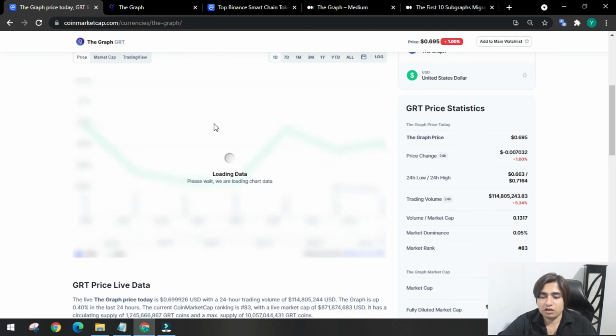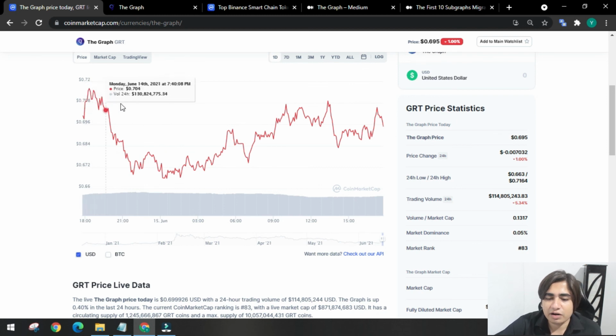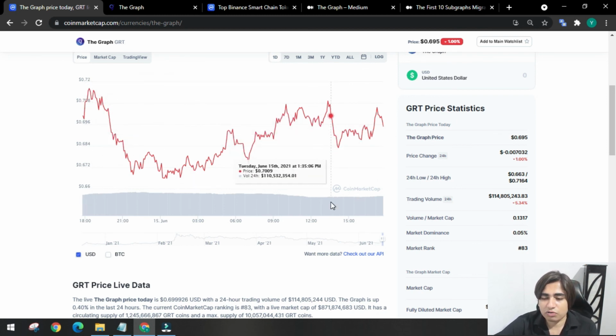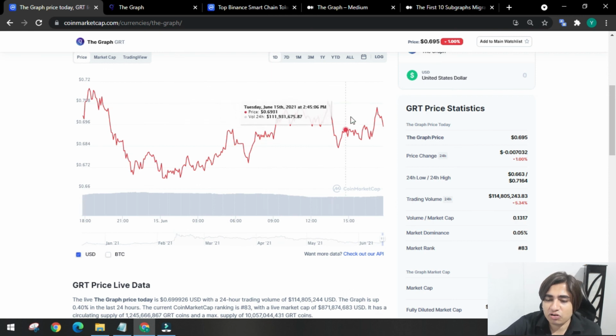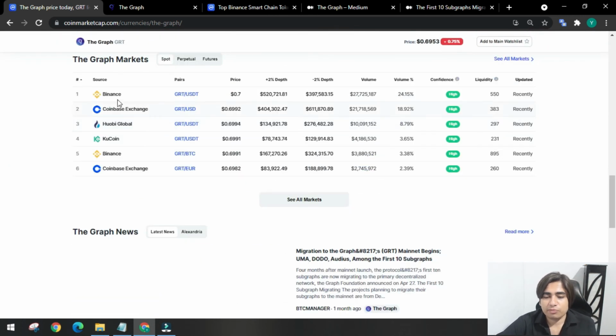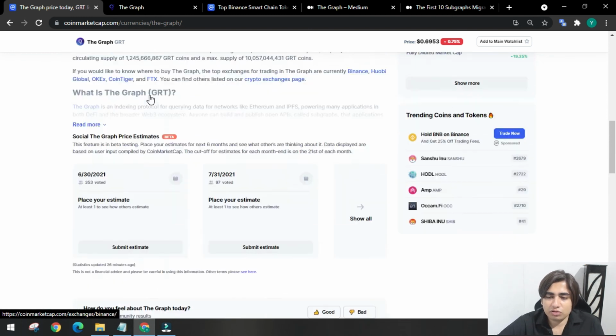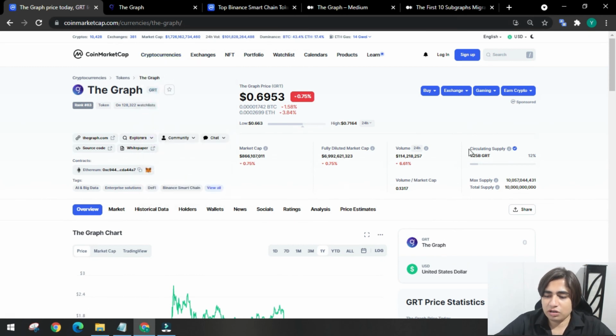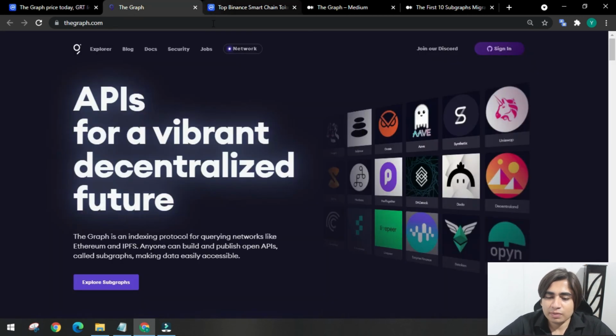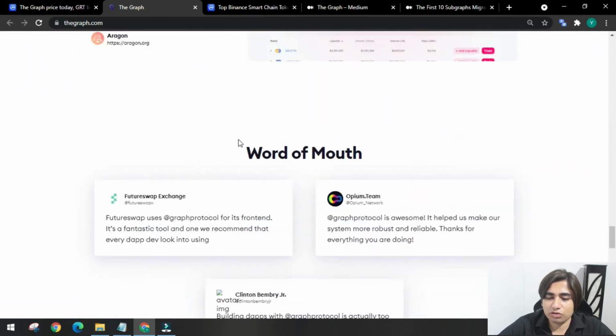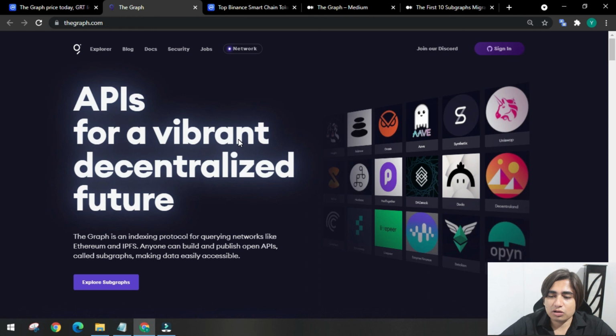Let's have a look at the 1 day chart here. As you can see, it's in red and a lot of up and down, more like a roller coaster, but it's somehow maintaining its position at 0.6, which is a good thing. It's been listed on Coinbase and Binance, which are great exchanges in the crypto space. It was listed on Coinbase in December, which is a good thing. You can see that the circulating supply is 1.25 billion GRT tokens, so you can still buy a lot of it and get into this project and use some good use cases of it. So this was all about the Graph.